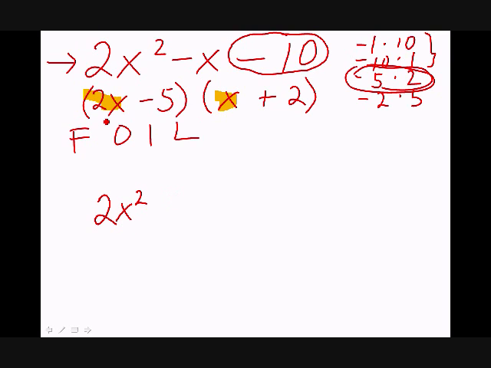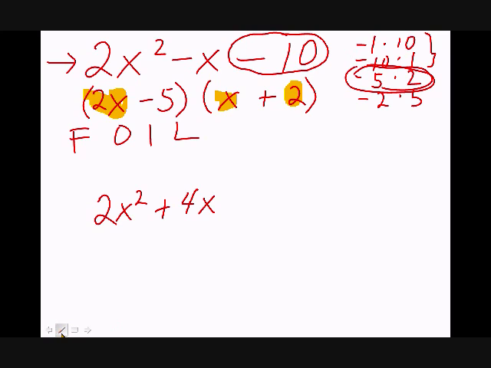Now the next letter is O, which are the two outside numbers. O in FOIL stands for outside. So outside, this 2x is on the outside, and this positive 2 is on the outside. So positive 2x times 2 is going to give me 2x times 2. So 2 times 2 is 4, and I just bring my x down. So that's going to give me positive 4x.